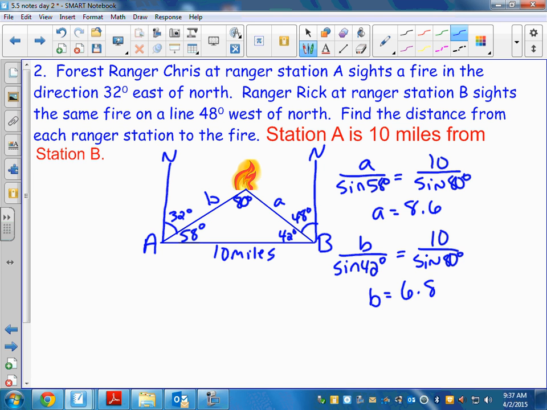I got 8.6 and 6.8. Did you get that? Yeah. Kind of important that if you really are going to answer the question here, it's a little tricky the way I labeled it, because really A is the distance from which station? It's really the distance from B to the fire, right? And B, which is across from angle B, is really the distance from station A. So 8.6 miles from station B and 6.8 miles from station A.